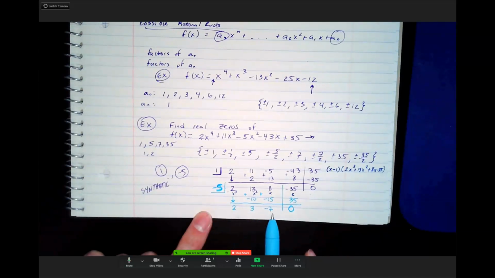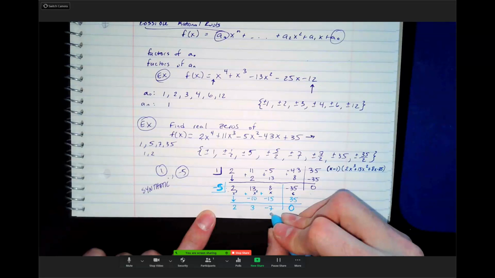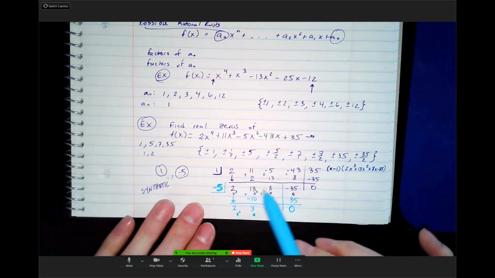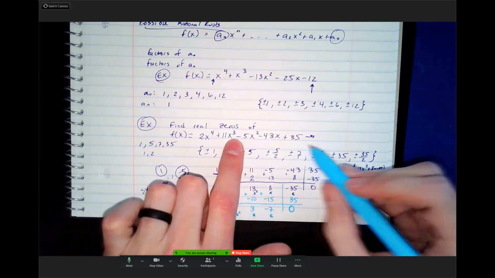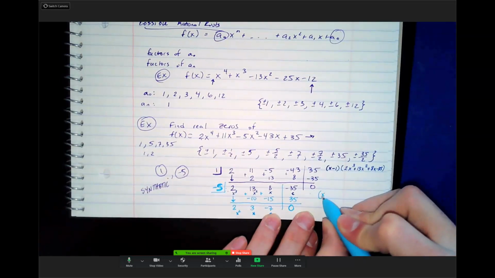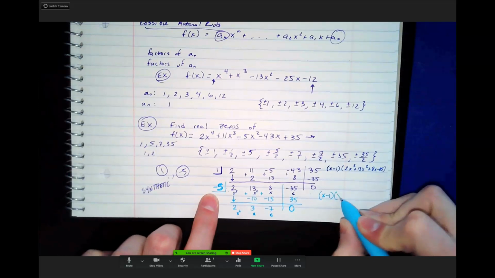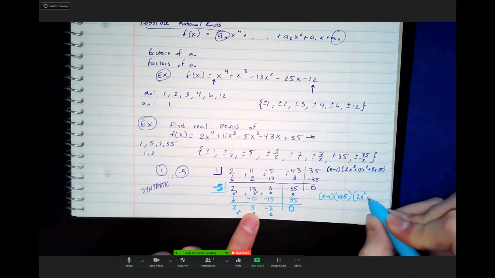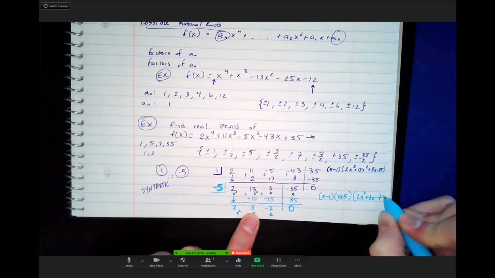What does this 2, 3, and -7 do? Constant. This is in front of the x. This is in front of the x squared. So right now we can further factor our original polynomial to x minus 1, x plus 5, and then 2x squared plus 3x minus 7.